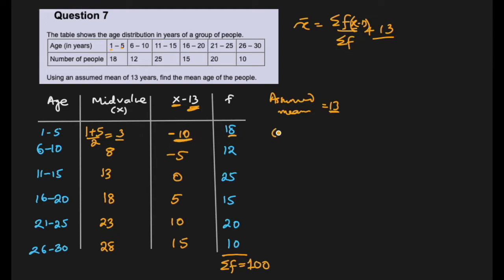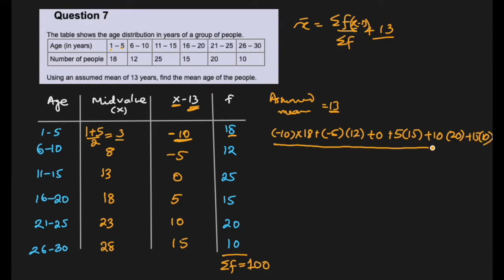So it will be minus 10 multiplied by 18 plus minus 5 multiplied by 12 plus 0 multiplied by 25, which will be 0, so no need to write more, plus 5 times 15 plus 10 times 20 plus 15 times 10, divided by sigma f, which is 100, and we will add 13 once we get this. Let me write in front 13 plus.